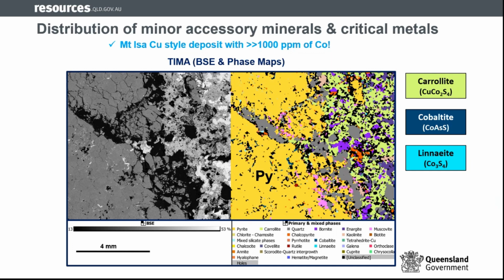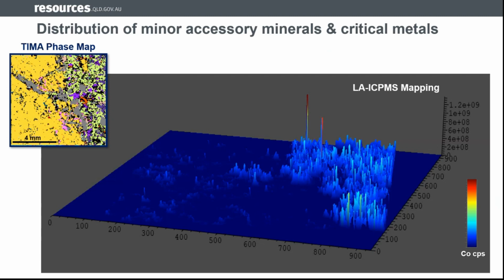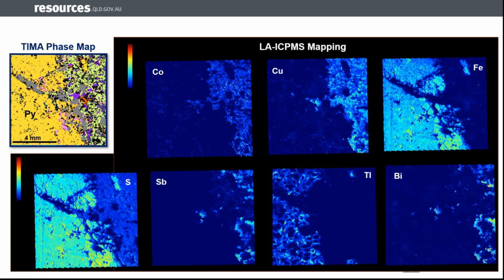And just to verify this observation, we did the laser ICP-MS map on exactly the same area we did our map, just to verify that our finding and identification of the minerals are correct. And you can see these high signals and counts per second for cobalt really correlate nicely with the sites where we have these cobalt-containing minerals.